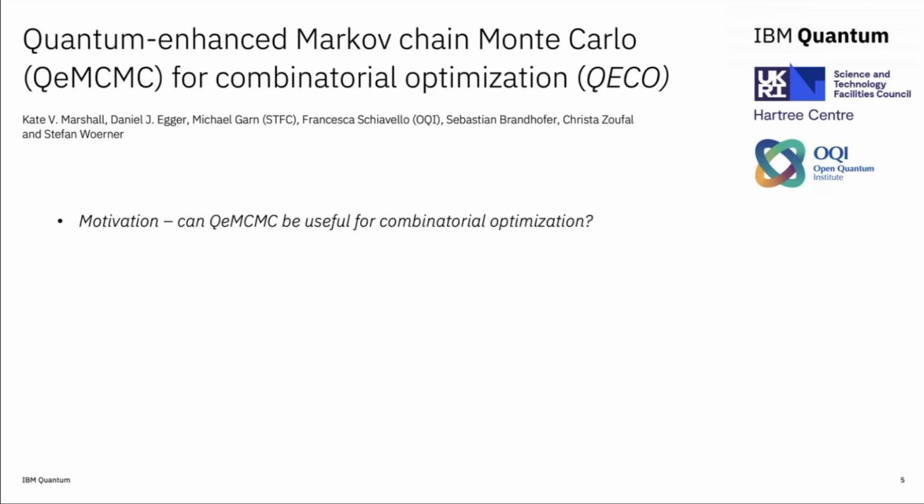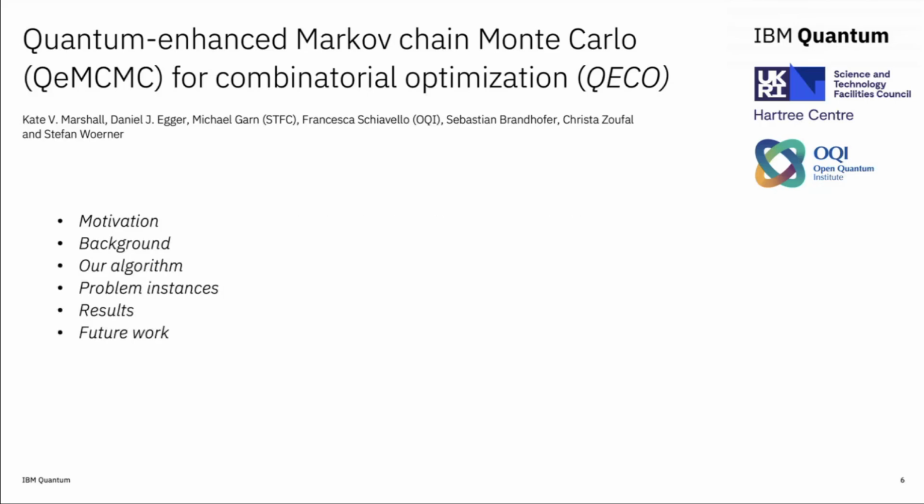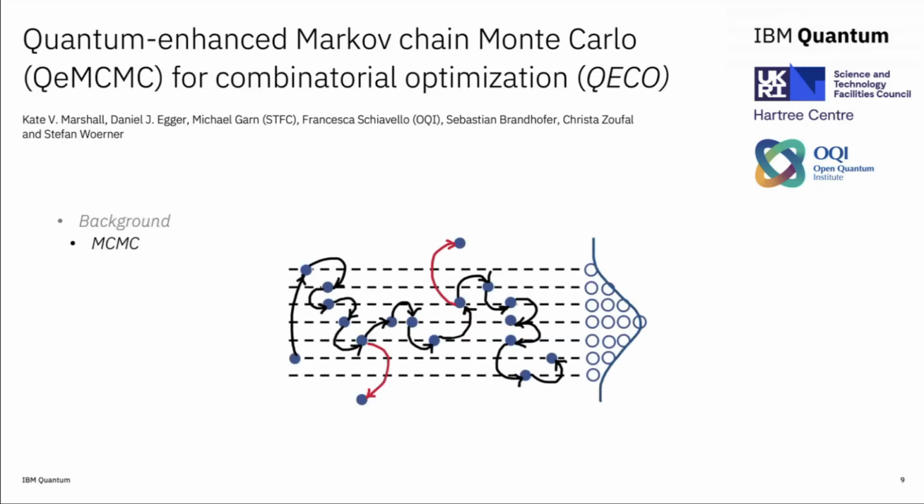Yes, here's the motivation. Can QMCMC be useful in the context of combinatorial optimization? For those who might not be familiar with classical or quantum enhanced Markov chain Monte Carlo, you might know that constructing and classically sampling from low temperature Gibbs states is considered to be a computationally hard task. This is because it involves exploring exponentially large configuration spaces.